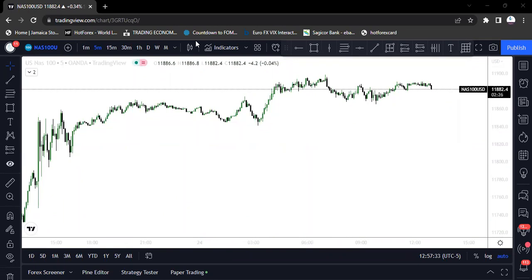What is the real liquidity? Where is the real liquidity? That's a very interesting question.